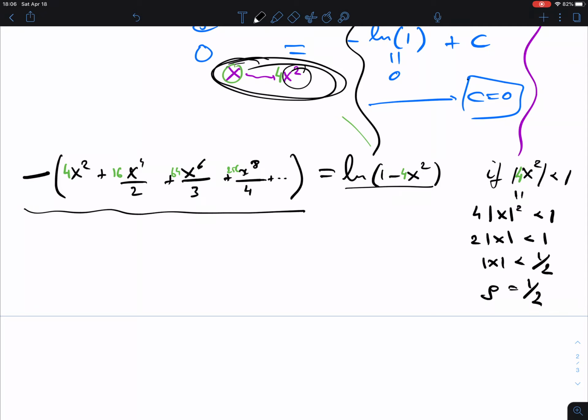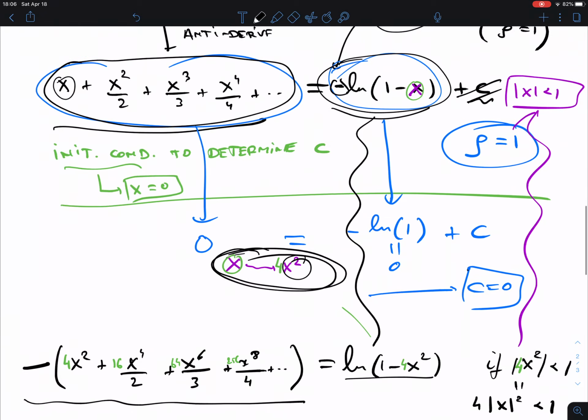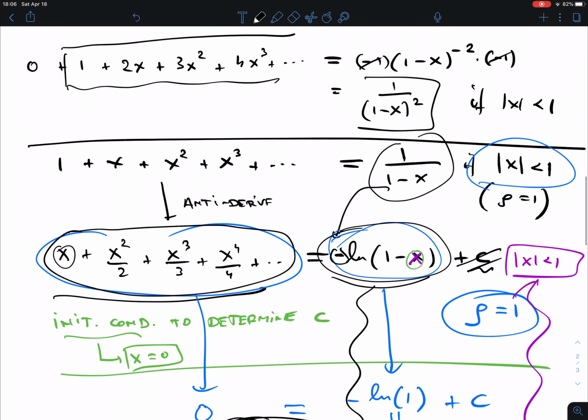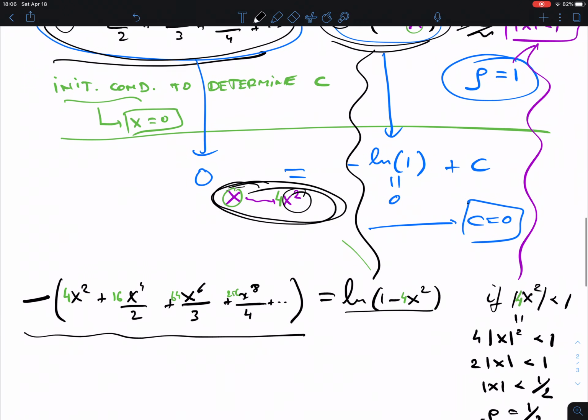Okay? So you see, when you take derivatives or antiderivatives, the radius of convergence does not change. But here we're doing something else. We're doing a substitution. And then the radius of convergence might change, depending on the substitution. Okay?